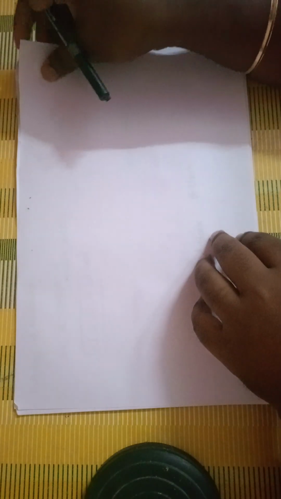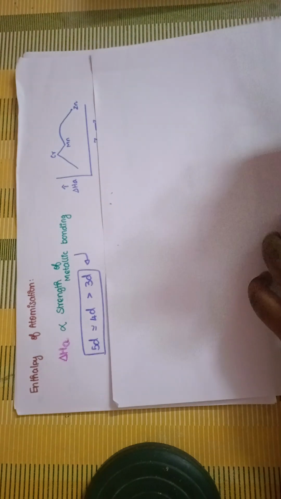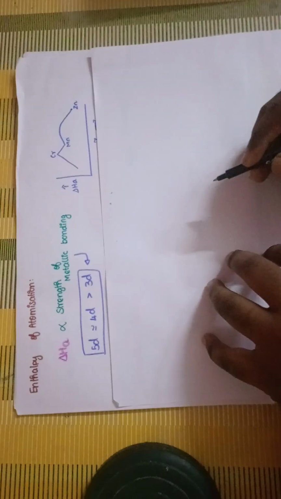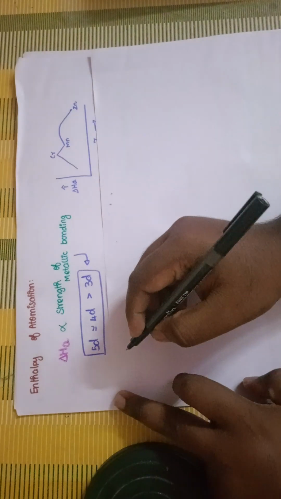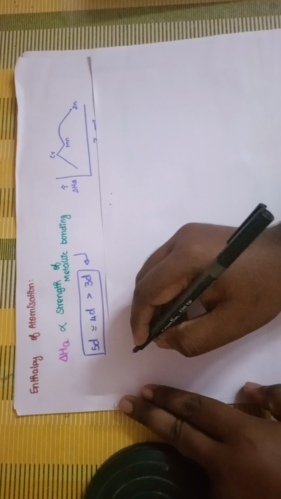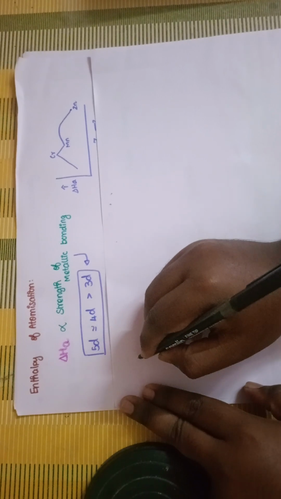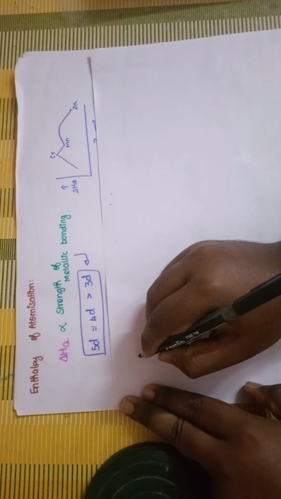Hello students, in this particular lecture we are going to discuss d block elements. In that, we are going to discuss the enthalpy of atomization. What is meant by enthalpy of atomization? We need to understand that. Already I have completed the melting point discussion and all. With that idea, we are going to discuss enthalpy of atomization.